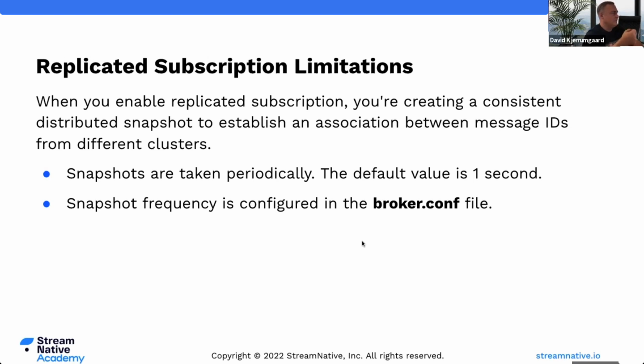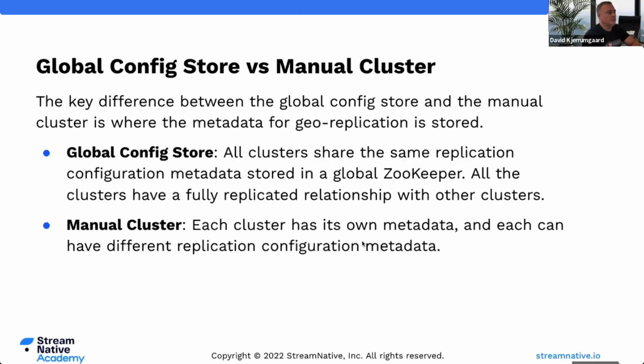So obviously, if you're publishing to different clusters, you want to make sure that these IDs are in sync from different producers as they get replicated across, and these snapshots help those message IDs stay in sync, basically. And by default, they're synced up every 1 second. You can make that more aggressive inside the broker.conf to make sure that you don't have message ID skew between the two and end up with duplicate data because of it.